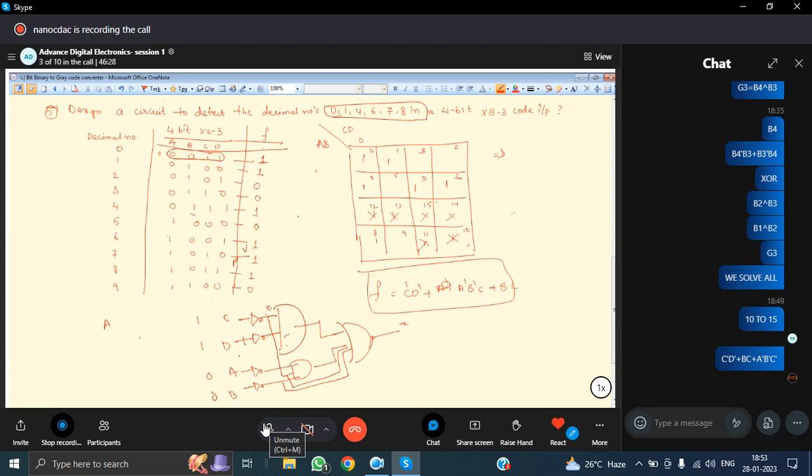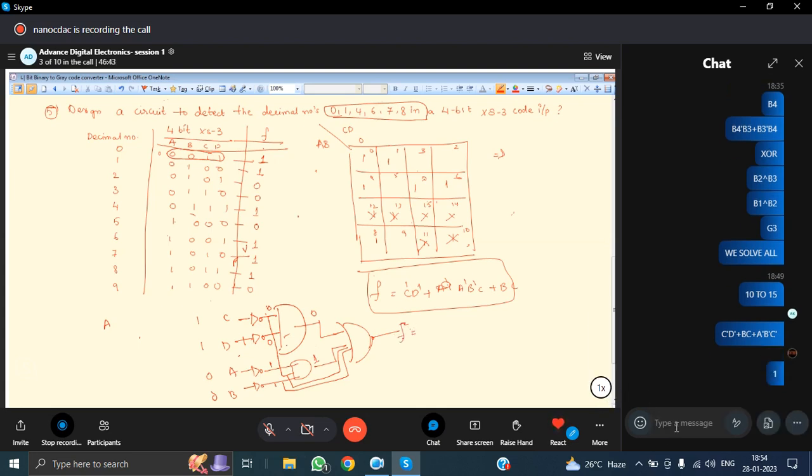Here 0 and 0, 0 will be equal to 0. Here 0 and 0, and here 1 1, 1 1 will be equal to 1. What is the output that you are getting here? F is equal to 1. Okay, here it is detecting. So like this we can draw the circuit which will be detecting.